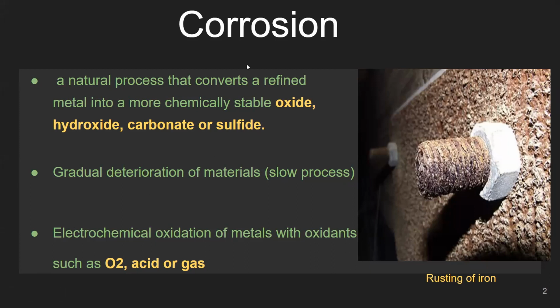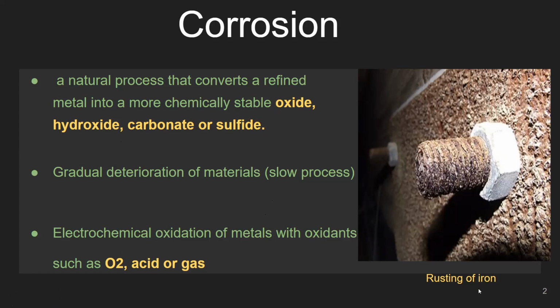This corrosion process is an electrochemical oxidation process, an oxidation of metals with oxidants like O2, acid or gas. In the presence of these oxidants, the metals are converted into oxides, hydroxides, carbonates, and sulfides. Corrosion is a gradual deterioration of materials. That means it's a slow process and it happens over a period of time.